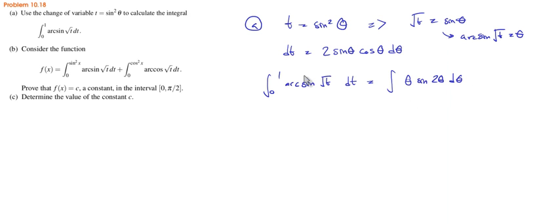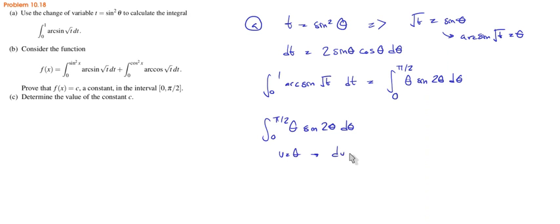And then when t is 0, the sine of theta is 0, so this is 0. And when t is 1, the sine is 1, so this is pi halves. Okay? And so this is this integral, right? So we have to compute this integral between 0 and pi over 2 of theta times the sine of 2 theta d theta. And this is by parts.